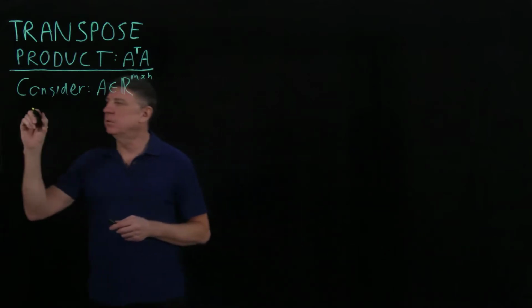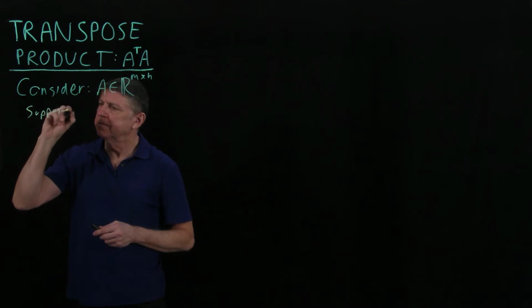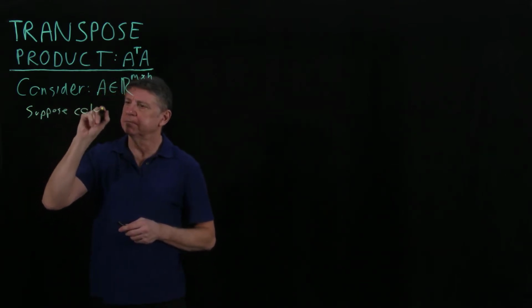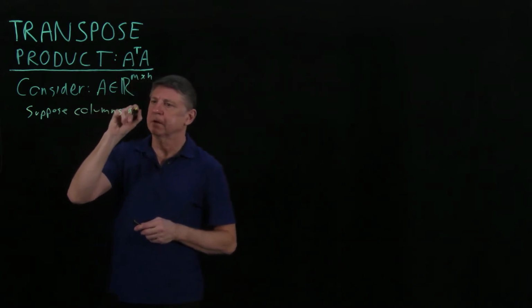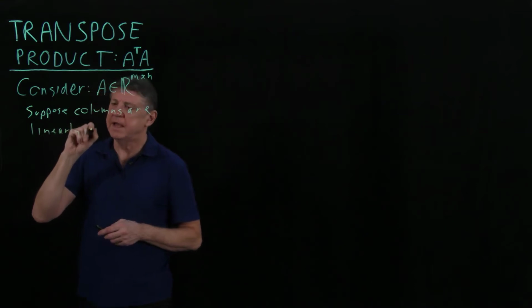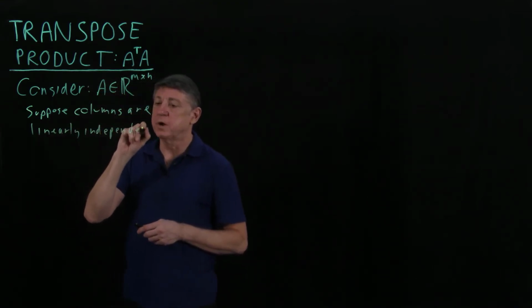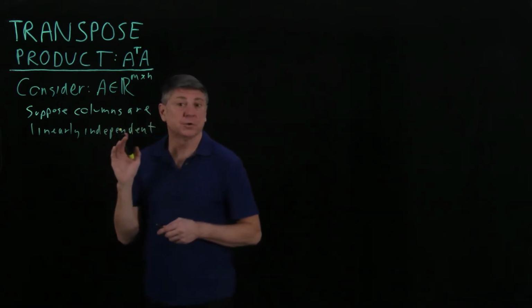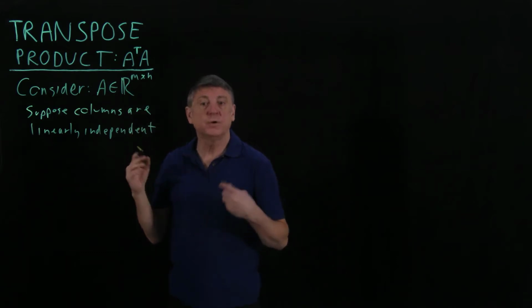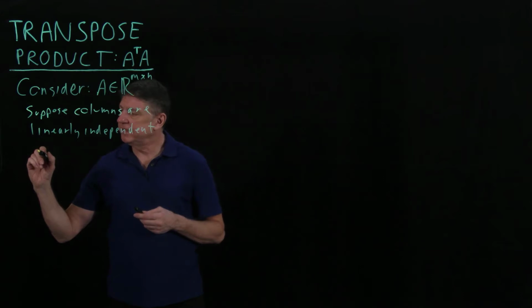So let's suppose that the columns are linearly independent. And this would mean that the matrix is either square or it's a tall-thin matrix where it's full rank. So we've already explored this, and let's reiterate this.